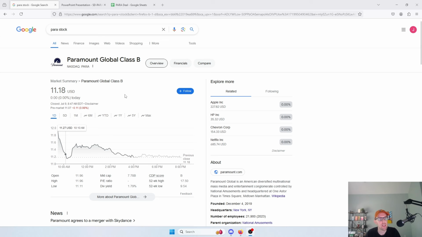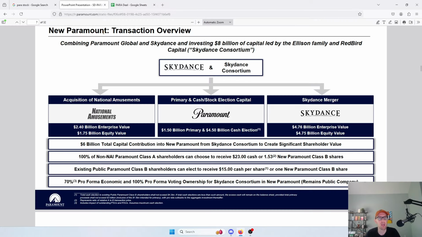Is the merger a good thing for shareholders? There's been some news around a $15 buyout price that they can get, but it's not really as simple as that, because this is a complicated deal and I want to talk about what it means for investors. So let's talk about the deal itself.